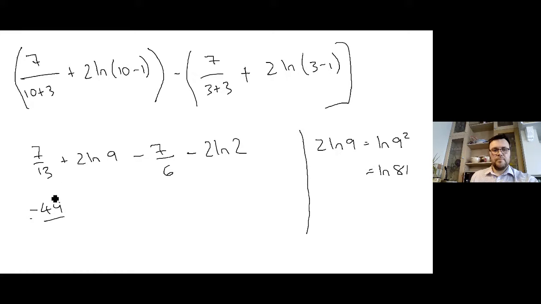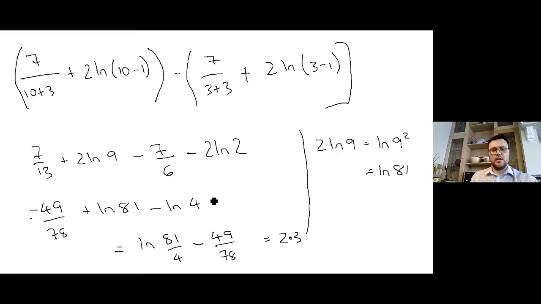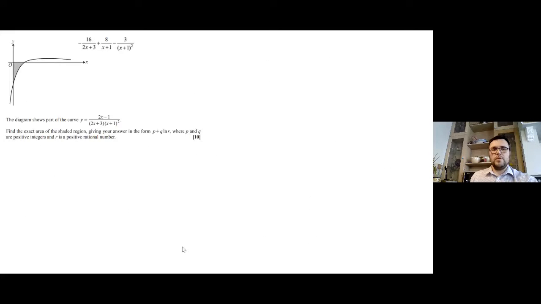And then if we deal with the logs, we've got plus ln 81 minus ln 4. So then I can write this as one of the division rules of logs. So the 81 would be divided by the 4. So ln 81 over 4 minus 49 over 78, and that is equal to 2.38. Next one, just a couple of rules of logs there to go with it.